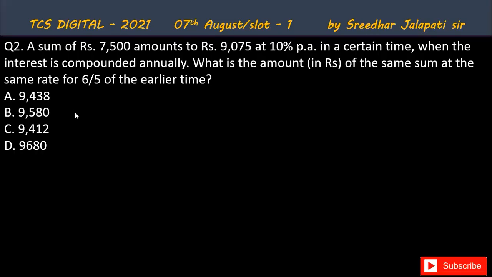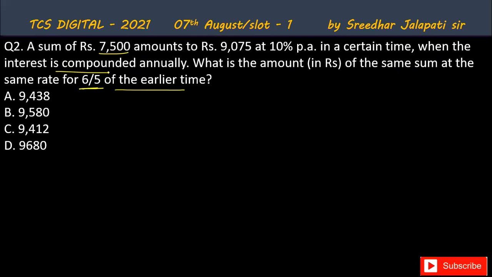Here is question number 2. A sum of rupees 7,500 amounts to rupees 9,075 at 10% per annum in a certain time, when the interest is compounded annually. What is the amount of the same sum at the same rate of interest for 6 by 5 of the earlier time?